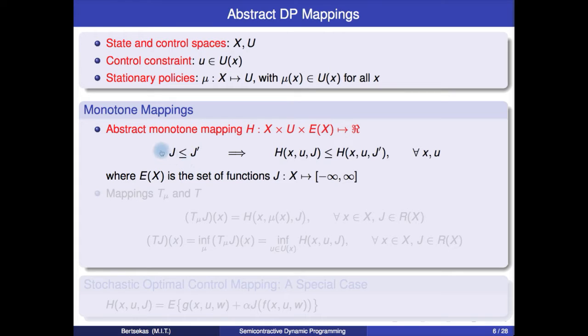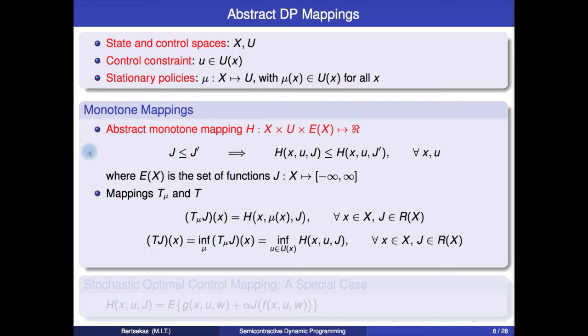Now, the one property that we require of the mapping H is monotonicity. In other words, given any two functions, J' uniformly larger than J, then H applied to J and J' preserves the direction of the inequality for all x and u. So that's the monotonicity property, and it's very fundamental to everything that we do with abstract dynamic programming. Now, given H, we can also define the mappings T_mu for a given stationary policy mu and the mapping T by these expressions here. So TJ is obtained by minimization over mu of T_mu J.